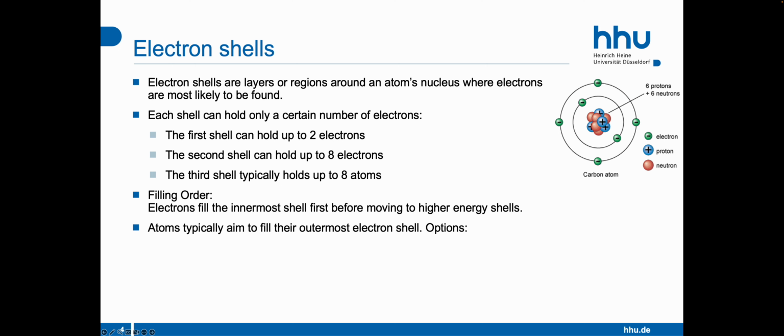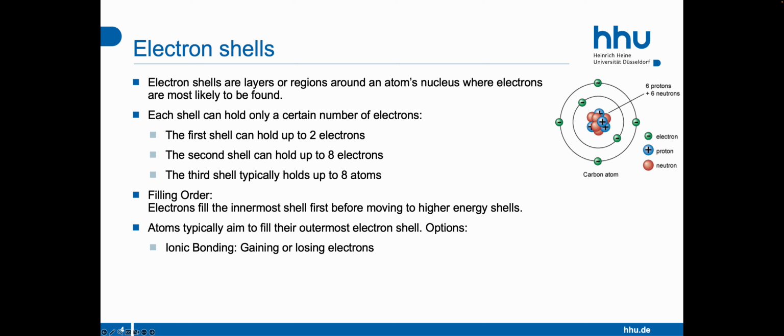Atoms generally aim to fill their outermost electron shell because a filled outer electron shell leads to atoms that are more stable. More stable means that it has lower potential energy and is less likely to react with other substances. Higher stability is a favorite state in nature, and this is why atoms strive to fill the outermost shell. Atoms have different options to achieve this, including the following.